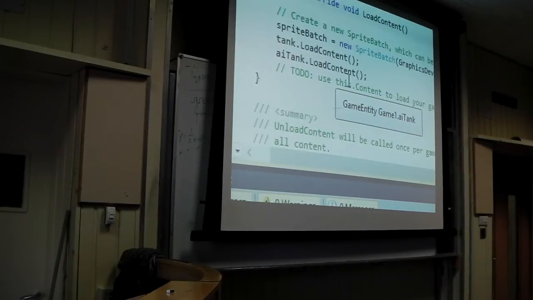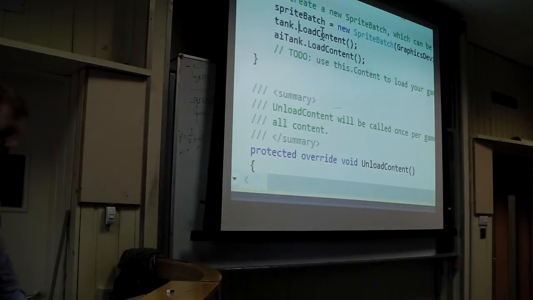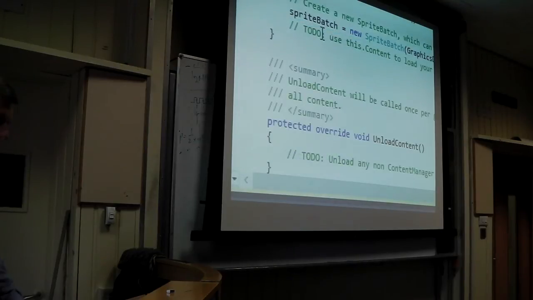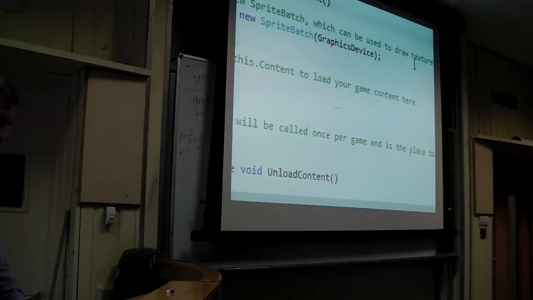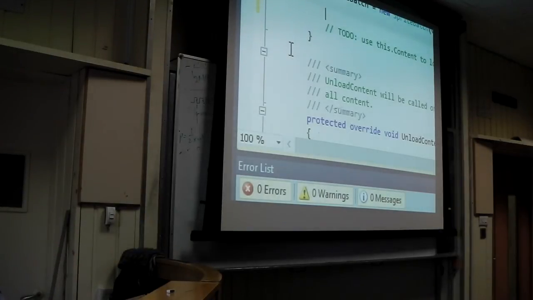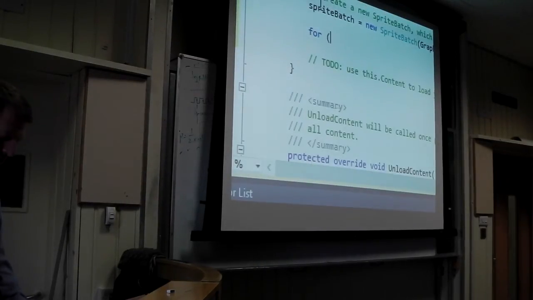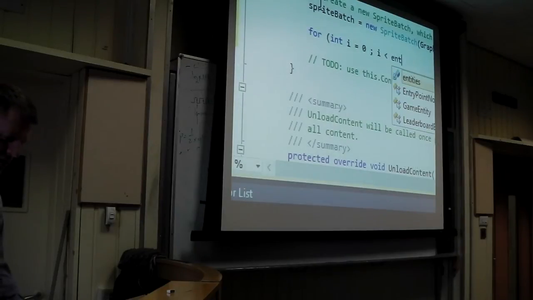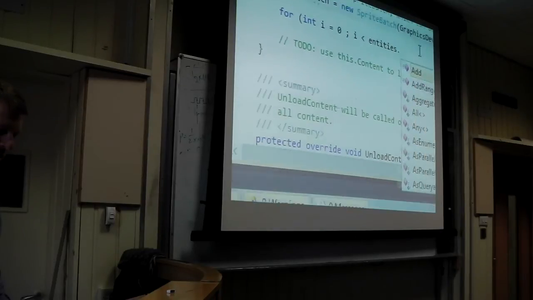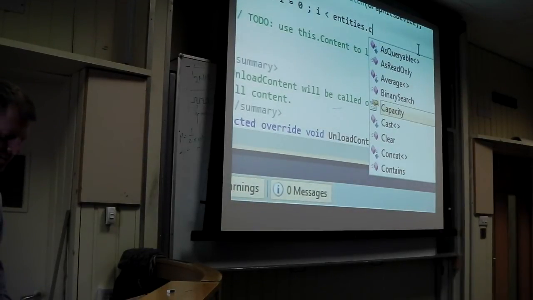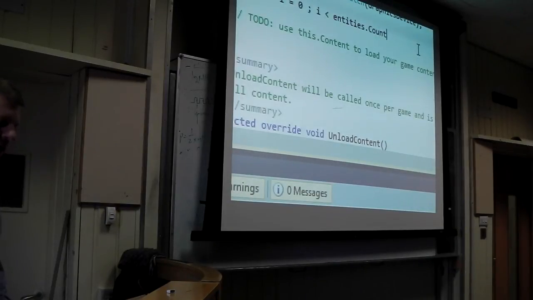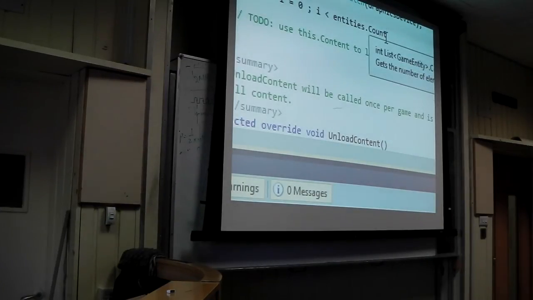And now down here, in my load content, instead of calling tank.loadContent and aitank.loadContent, you can basically just write a for loop that goes through all the entities and just calls load content on them. And you end up with much less code by doing things like this. So you can go for int I equals 0, semicolon I is less than entities. And then you might wonder, how do you know how many elements are in it? Well, it's basically just a property of it. There you go, entities.count tells you how many entities are in that list, right?